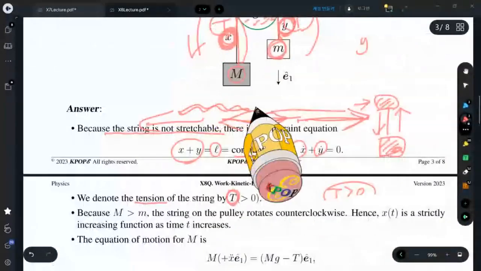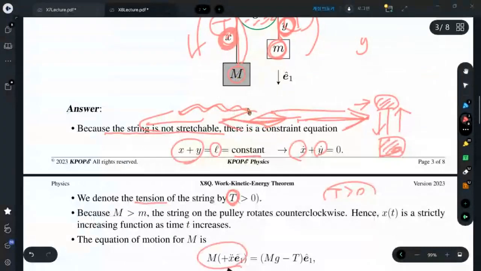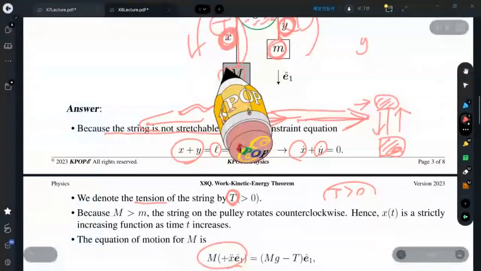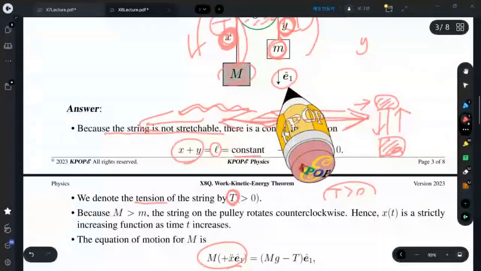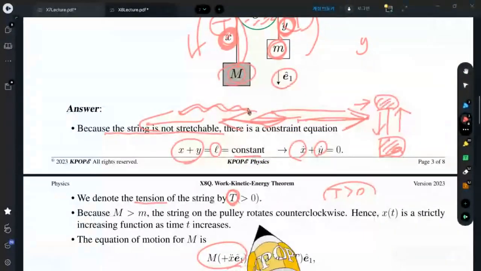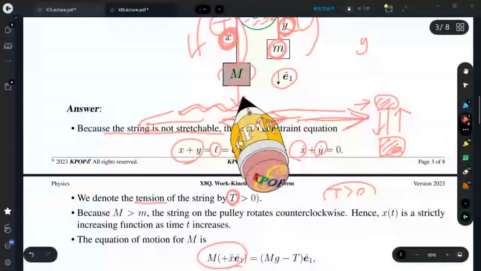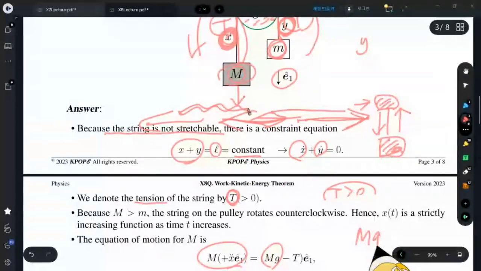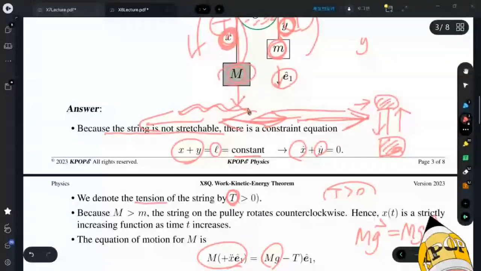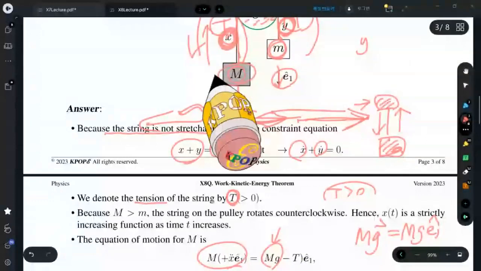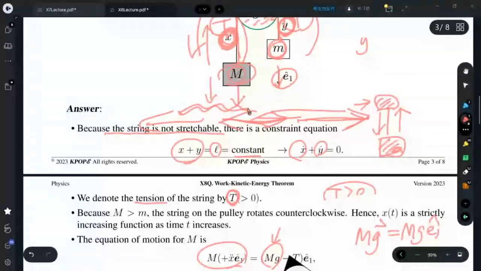Equation of motion for capital M. The net force on this object is mass times acceleration, along the unit vector. We have a gravitational force that is mg e1, going down, parallel to the gravitational acceleration. And then this tension is opposite to the gravitational force, so that's the reason why I put the negative sign on it.